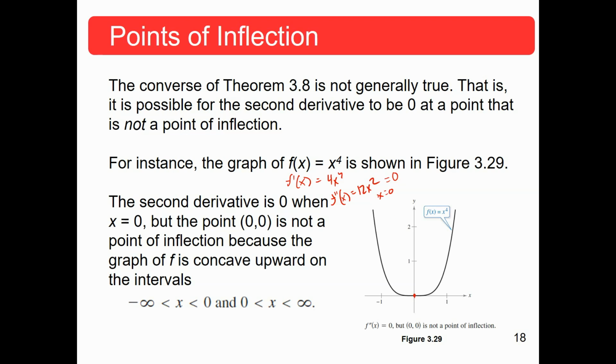But no matter what point I pick and plug into x, it's always going to be positive. So this has to be concave up. This also has to be concave up. So if you don't have a change from concave up to down or from down to up, then you don't have a point of inflection. So no point of inflection here.